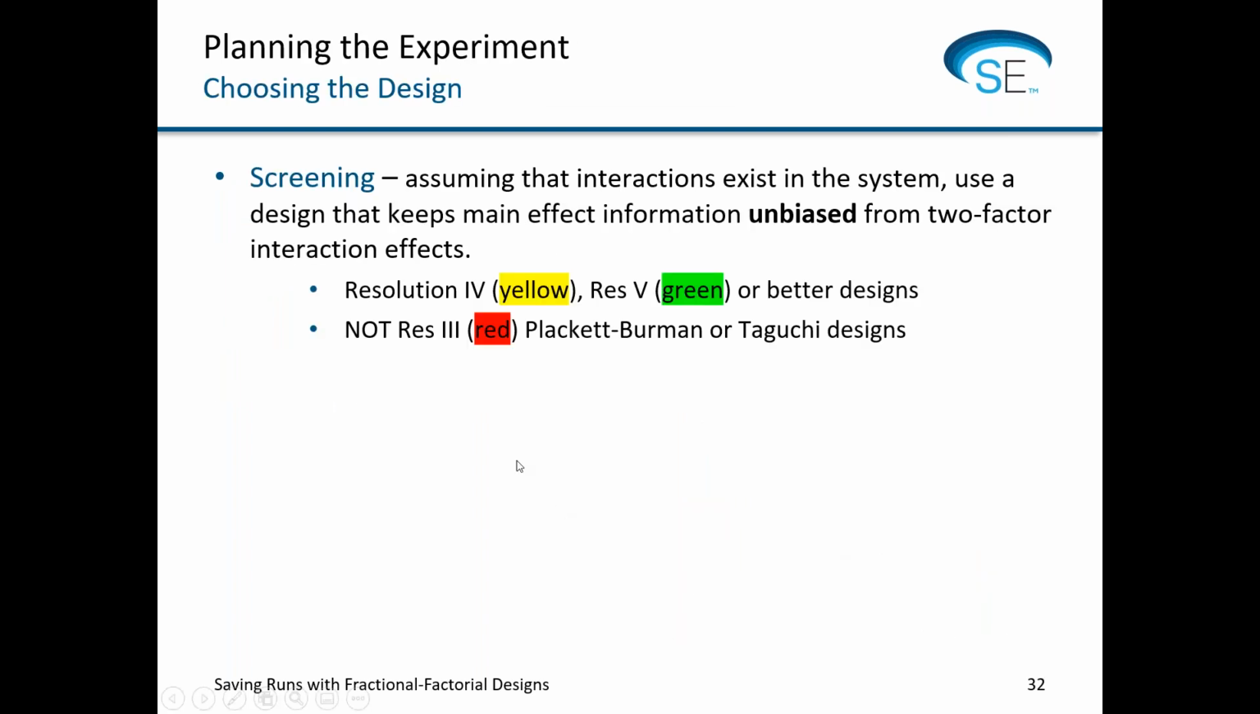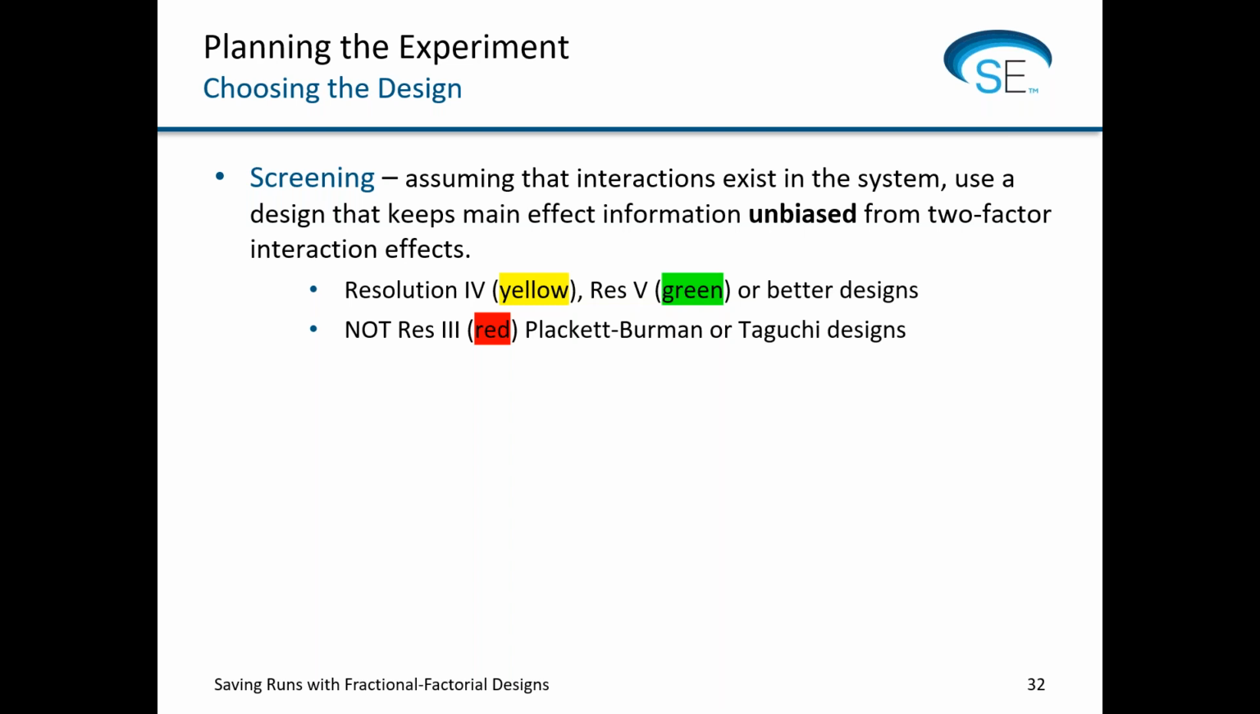All right, so let's recap here. When you're choosing a design, it comes down to a few things. Number one, what type of information do you want to get? Number two, how many factors do you have? And number three, what is your budget in terms of how many runs can you afford?